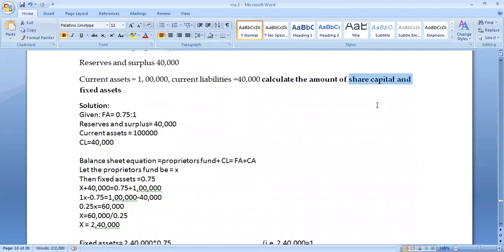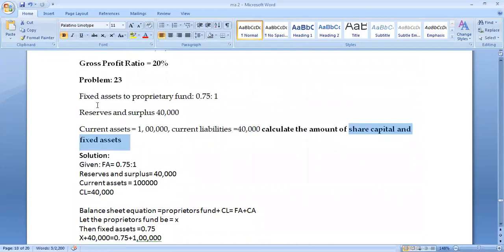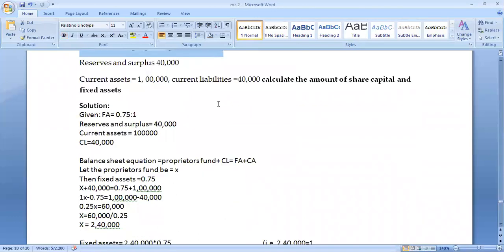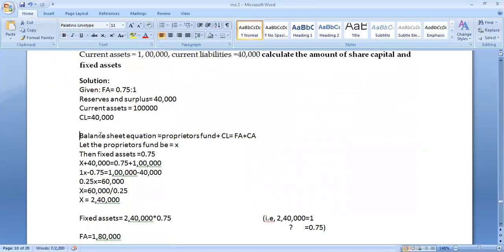Listen, whenever you are asked to compute the share capital and the fixed assets, out of these, the fixed assets to proprietary fund percentage is given. I mean the ratio is given. You need to apply the balance sheet equation. This is very major and important.